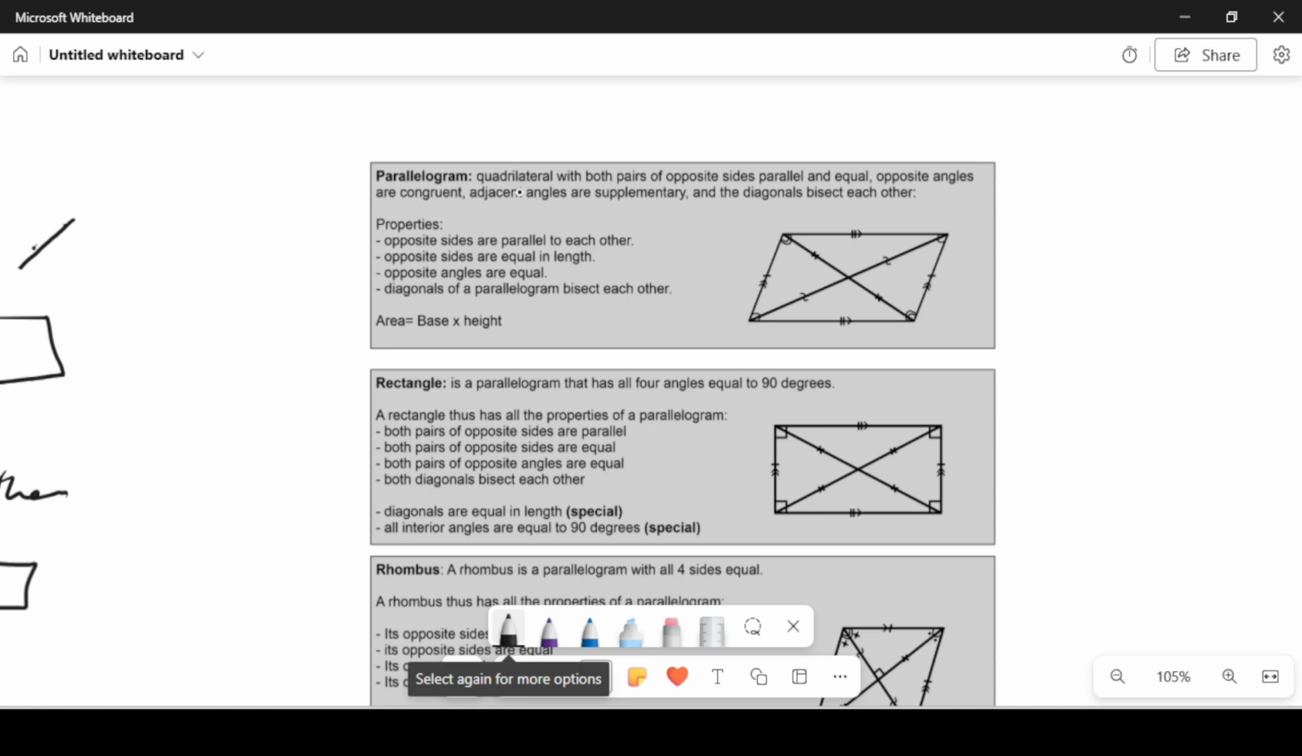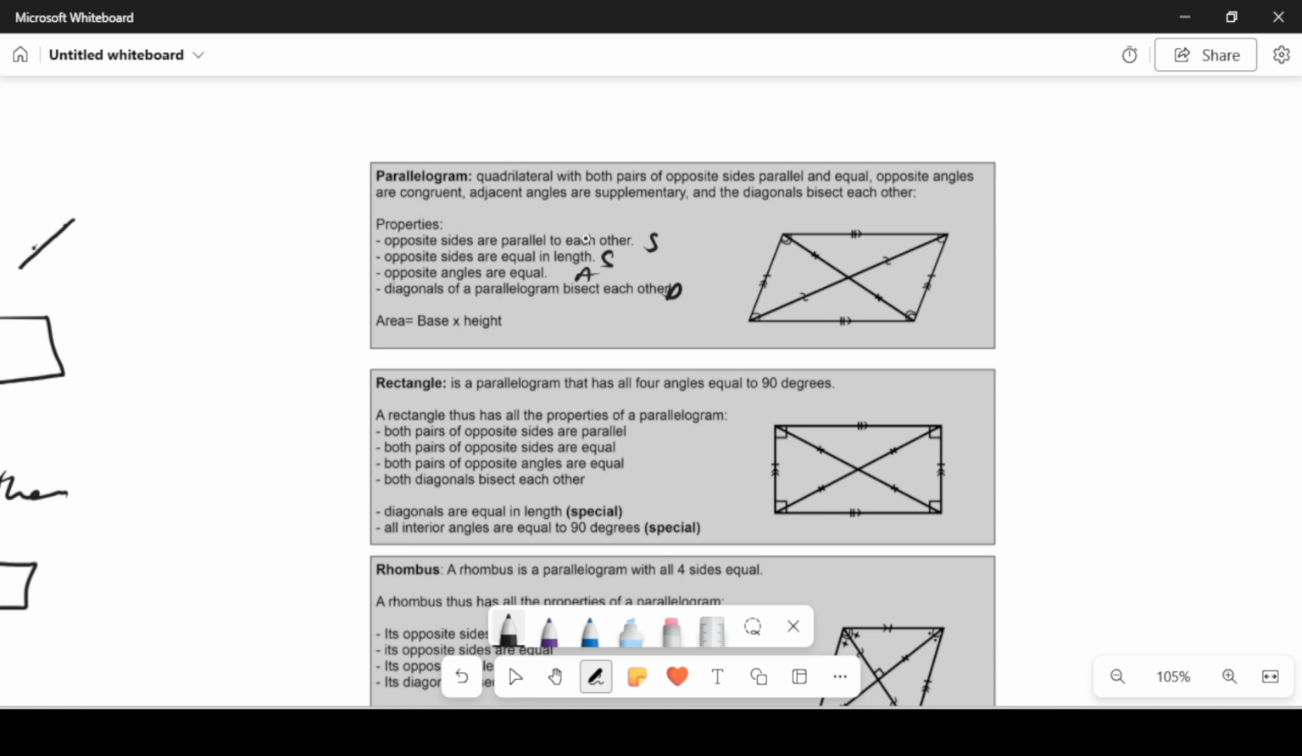Right? A parallelogram is a quadrilateral with both pairs of opposite sides parallel and equal. Opposite angles are congruent. Adjacent angles are supplementary. And the diagonals bisect each other. So that's like the definition of it. But we're not so concerned about the definition. We're more worried about the properties. So let's go. See, side, angle, diagonal.